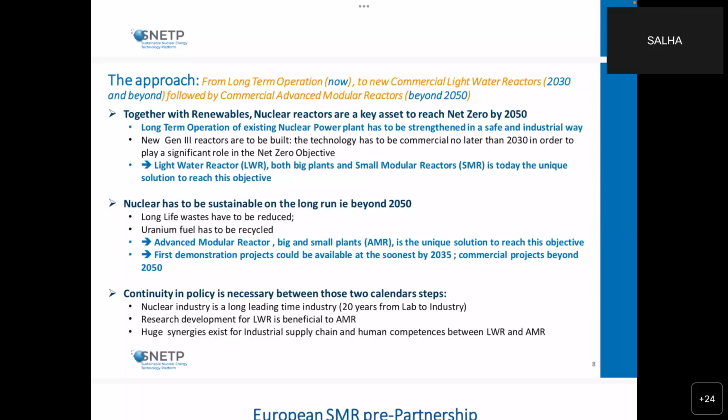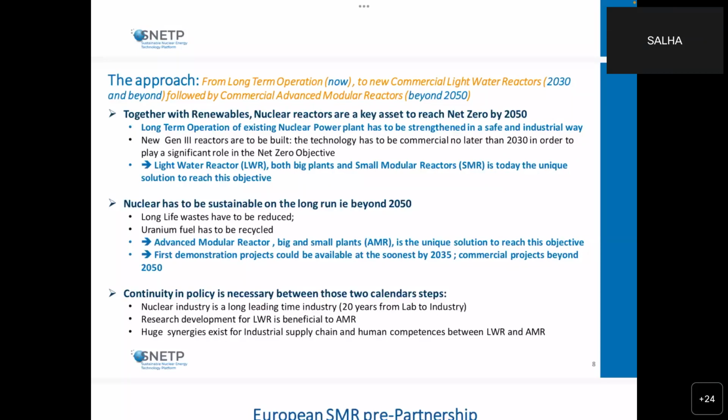And so that's why we think that we need to go on with long-term operation of existing nuclear power plants, as I was mentioning before. And we also need new generation 3 reactors. And for these reactors, we believe that the only technology which could be available at an industrial scale and built in great quantity before the date of 2050 is the technology of light water reactors. So both big plants, but also small modular reactors. So light water reactors, first priority, first path for the future.